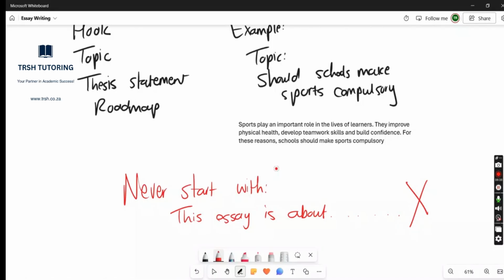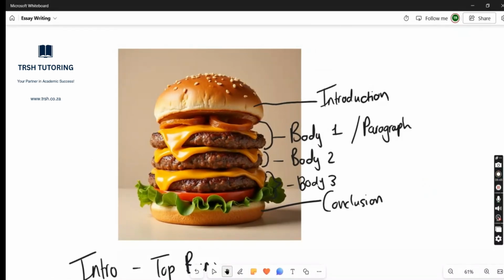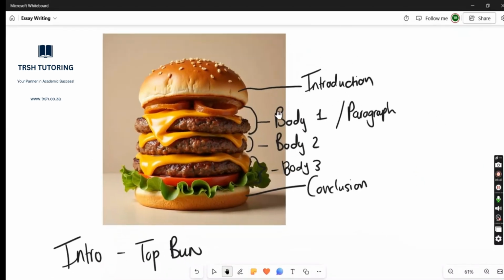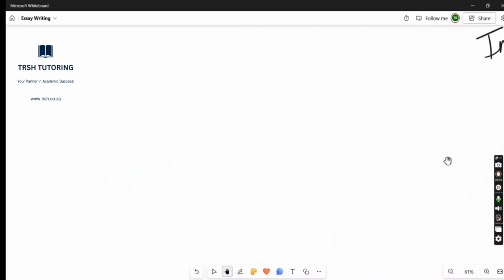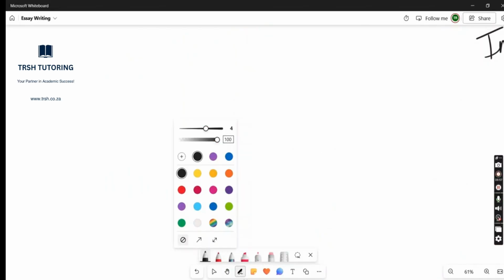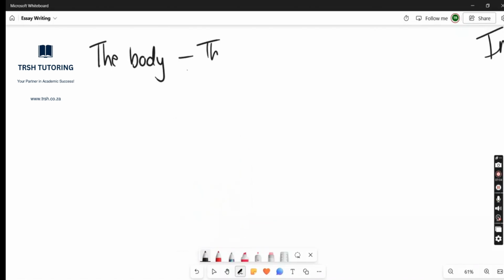Okay, then let's look at the next part, being the filling. So remember, we have our bun, we have our introduction, now we have the filling. The filling is your body 1, body 2, and body 3. That's the filling of the burger. Okay, so next is the body or the filling. So what is important here?